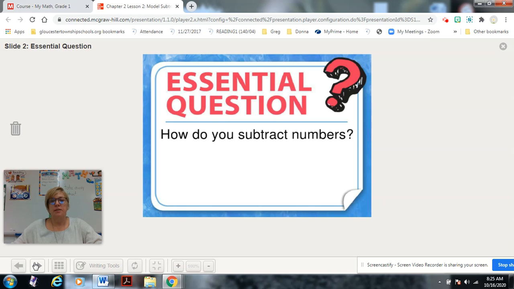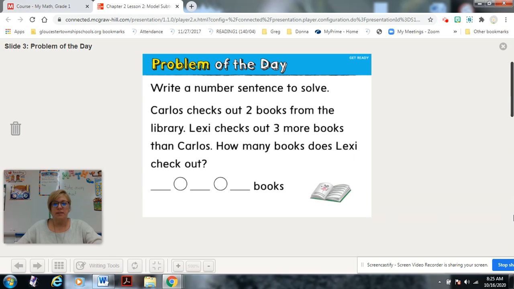And as we always discuss, we have an essential question for our Chapter 2, and that is how to subtract numbers. So we're going to turn it into an I can statement of I can subtract numbers. All right, for a little bit of practice for the problem of the day, this might be helpful with your whiteboard or your counters. So I'm going to read it to you. Write a number sentence to solve. Carlos checks out 2 books from the library. Lexi checks out 3 more books than Carlos. How many books does Lexi check out?